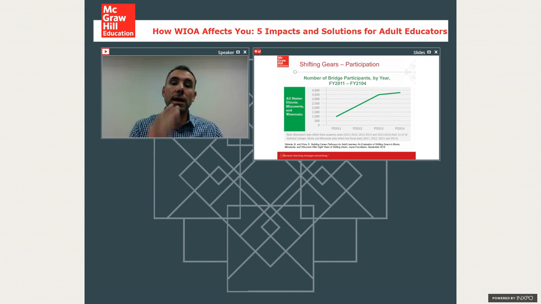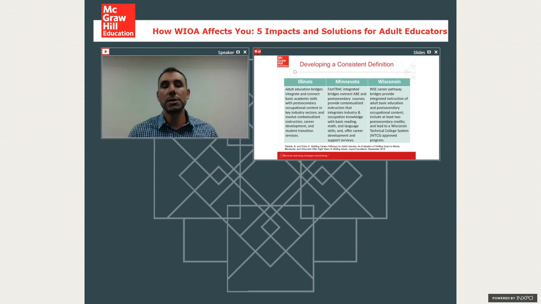state. They just released last year an end of initiative study that focused on 3 of the Shifting Gears states, Illinois, Minnesota, and Wisconsin. And in terms of participants of their programs, actually a little bit further back, 2011 to 2014, you can see there's been a nice rise in the number of students that are participating in these career pathway-oriented programs coming out of those 3 states.